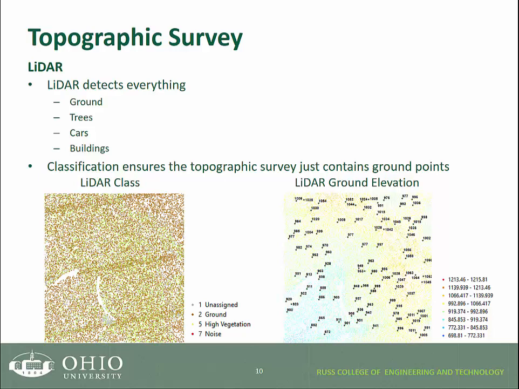LiDAR captures everything as it sweeps over an area. In order to use LiDAR for our topographic survey, the data must be classified. Look at the point cloud on the left. There are a lot of points within the point cloud that are not ground. Using only the ground data, we can have a very accurate representation of the Earth's surface for our survey. Look at how many more points there are than our original topographic survey.